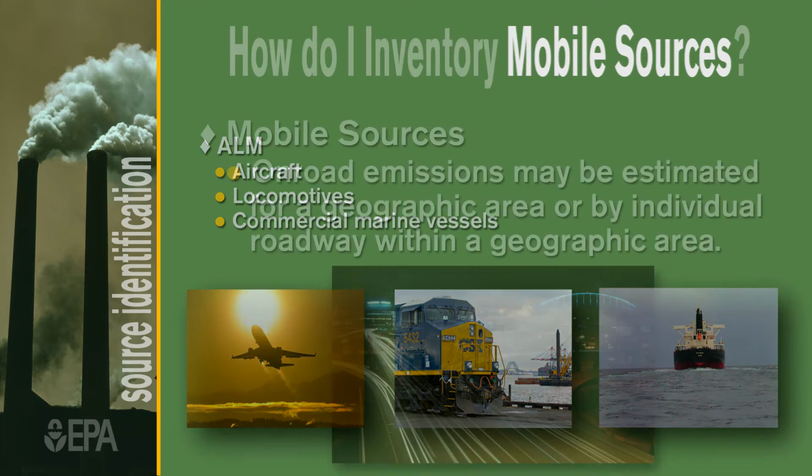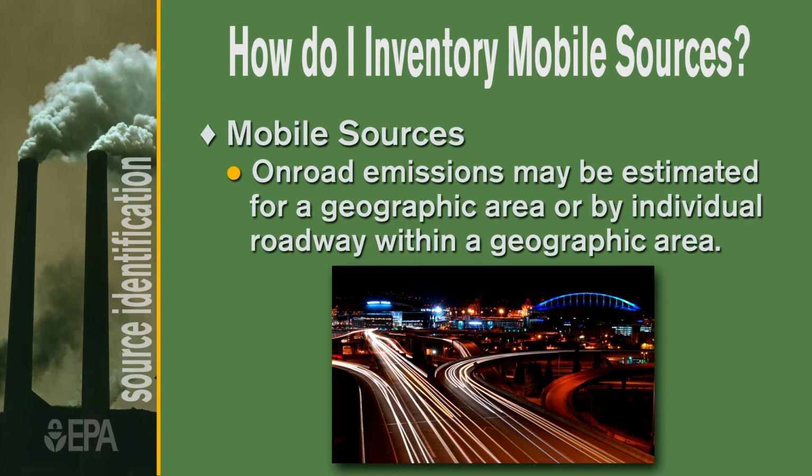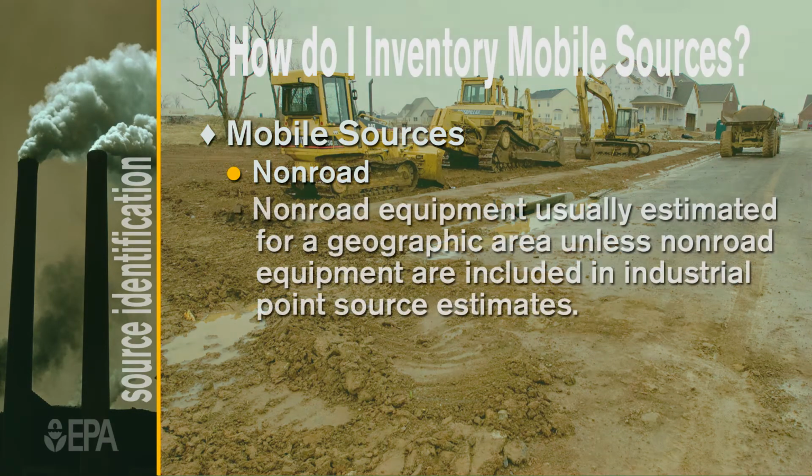So let's look at how we inventory them. For mobile sources that are on road, we either estimate them for a geographic area, very similar to our non-point sources, usually by county or tribal area, or we can estimate them for individual roadways within a geographic area. If we estimate on-road sources at the county level, then the emissions are allocated to specific roads, usually the major highways within a county, and assigned to that in risk assessment modeling. Non-road equipment, those are usually inventoried at the county level.